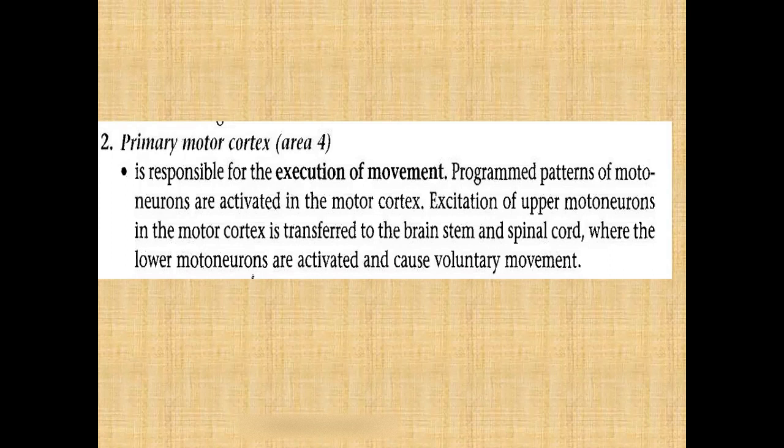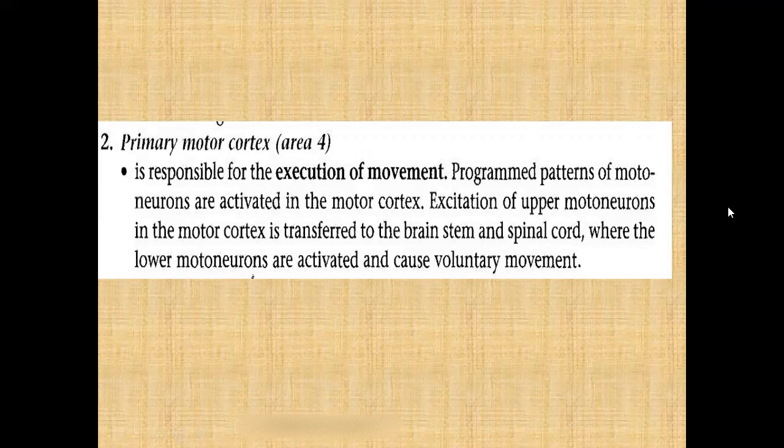That is, the plans which were made by the supplementary and premotor areas are executed with the help of the primary motor cortex. Now this is a very, very important area, because here the excitation of the upper motor neurons is transferred to the lower parts of the brain spinal cord axis. Okay, and the lower motor neurons get activated and bring about the movement.